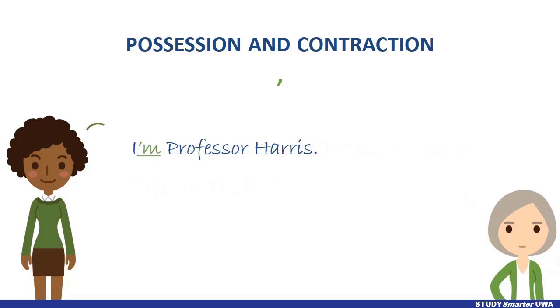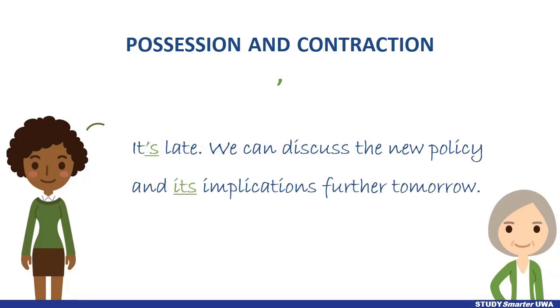Apostrophes also stand in for missing letters, so are used in contracting verbs. Note that contractions are not used in academic writing. Pay particular attention to its. With an apostrophe, it is a contraction, and without an apostrophe, it shows possession.